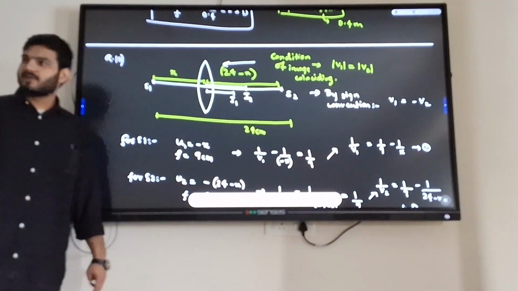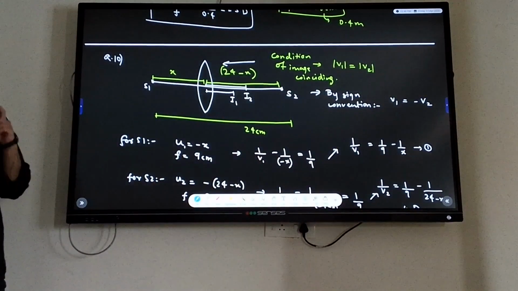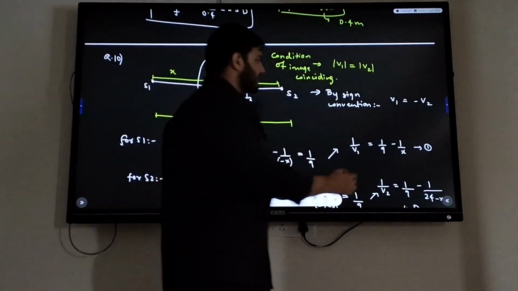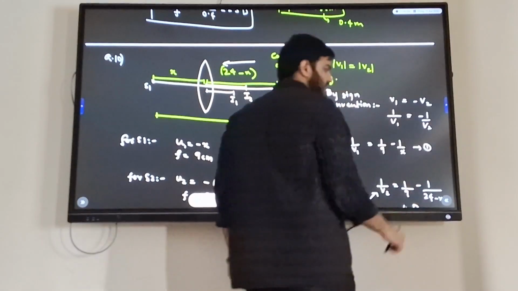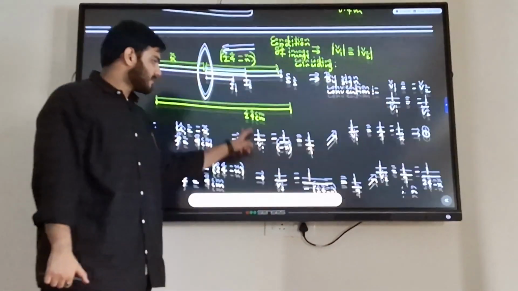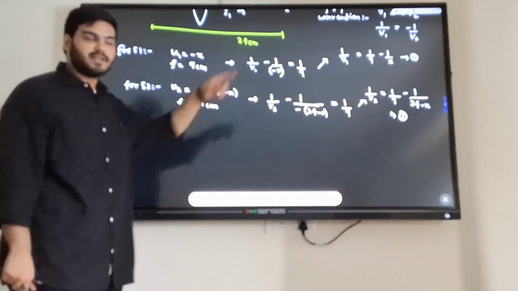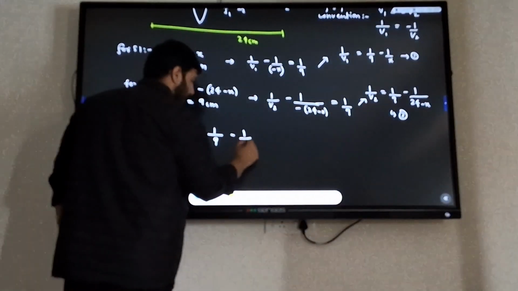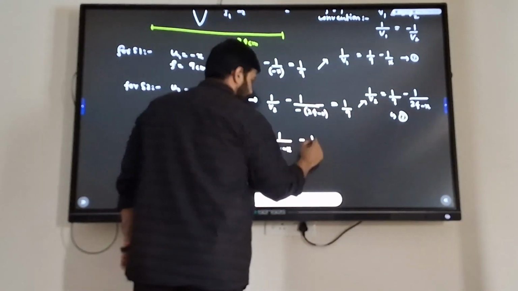Does it make sense to you why it should be V1 equal to minus V2? By using sign convention, please think. Okay, then I can say that 1 by V1 equal to minus of 1 by V2. This is my condition which is given in the question. Using equation 1 and 2 in the condition given, I will get 1 by 9 minus 1 by x is equal to 1 by 24 minus x minus 1 by 9.